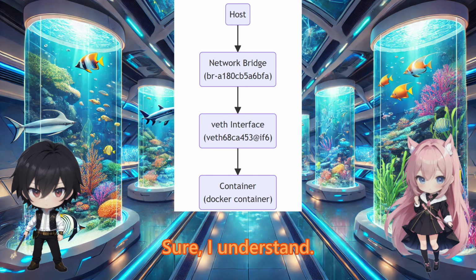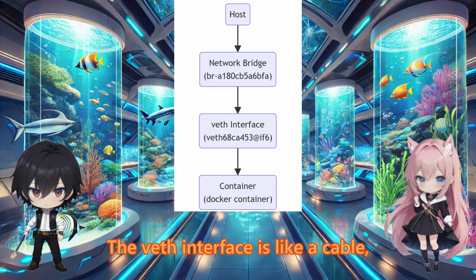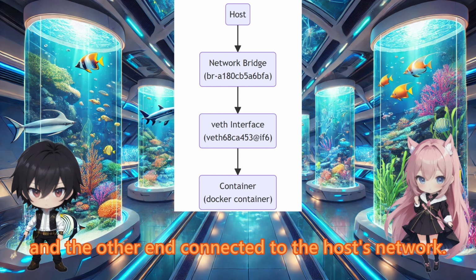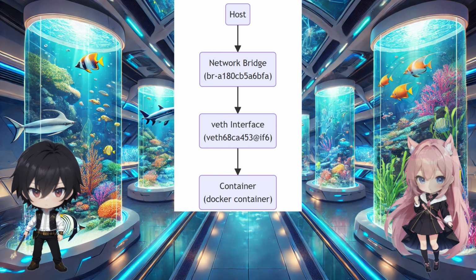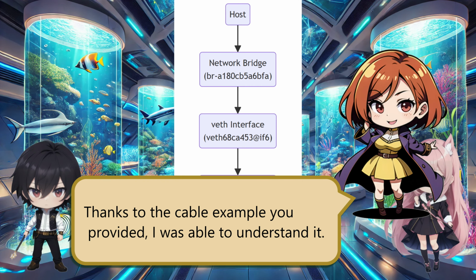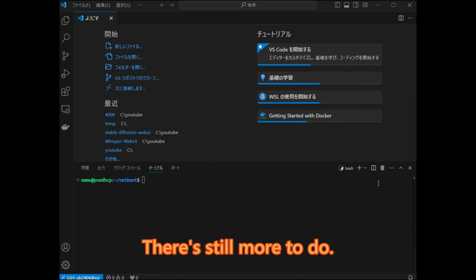Sure, I understand. A container is similar to a virtual machine, and it has its own network interface. The VEF interface is like a cable, with one end connected to the container and the other end connected to the host's network. Through this cable, the container can communicate with the host and the internet. Thanks to the cable example you provided, I was able to understand it. Thank you very much. There's still more to do.